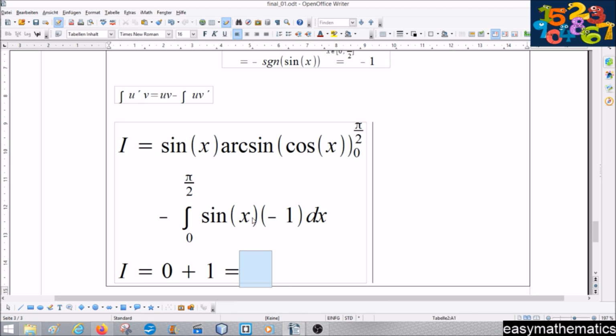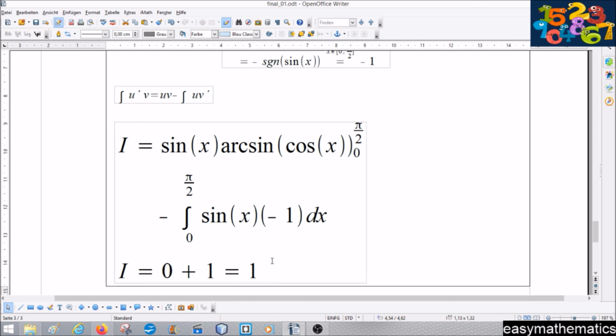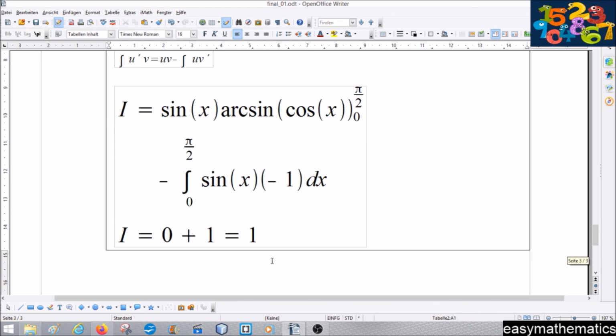And you can check easily that the first part becomes 0, and the second part is very easy. This becomes 1, and therefore our final answer to this integral is 1.